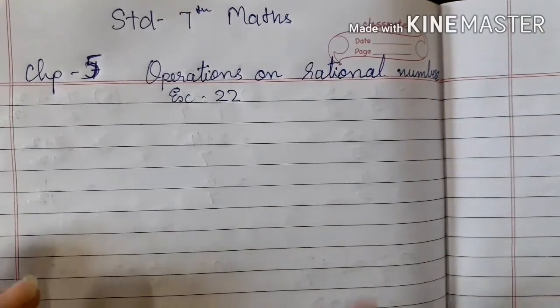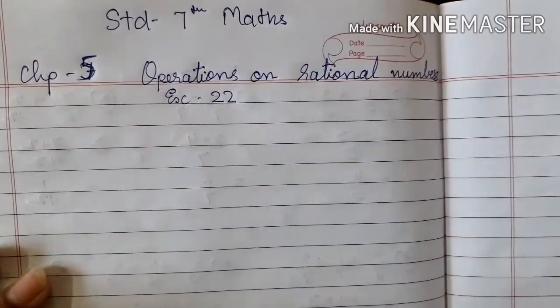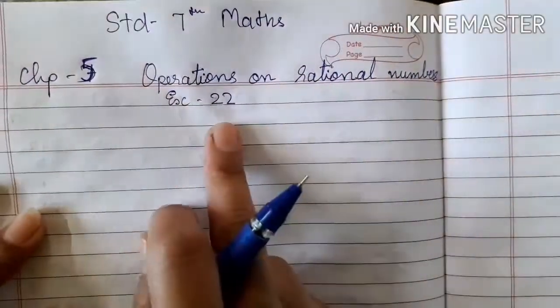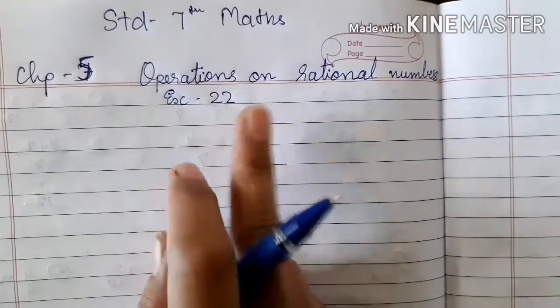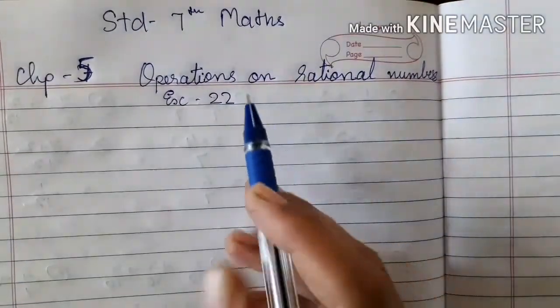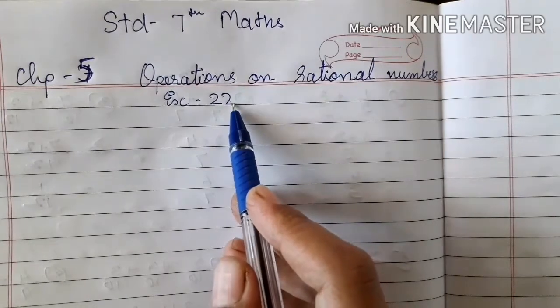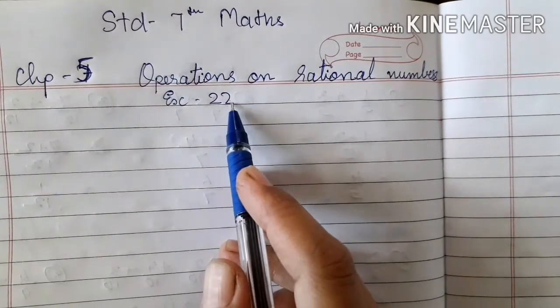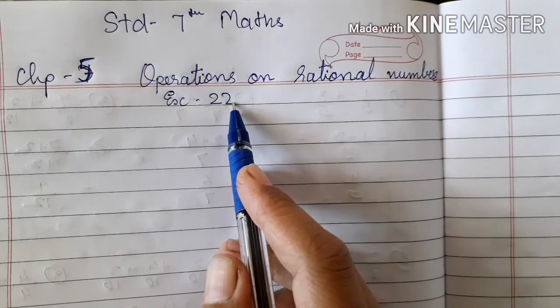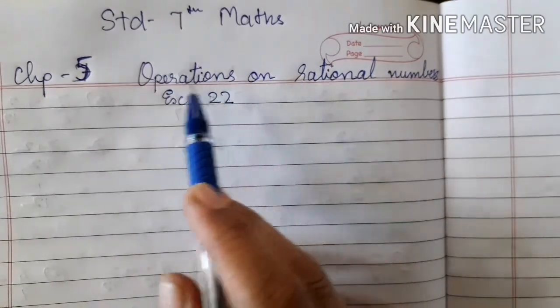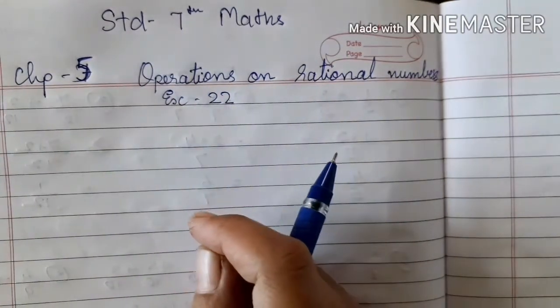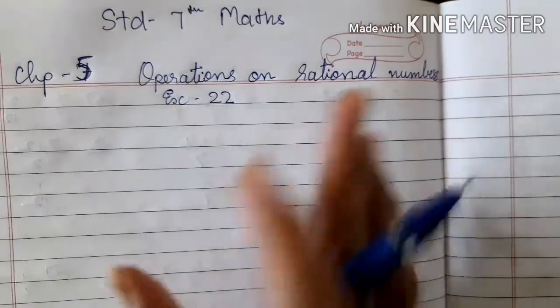So let's start with exercise number 22. In this, today we are going to study about fractions. Children, we have studied addition and subtraction of fractions last year. You all can go through standard 6th. I have just uploaded the video of standard 6th where I have taught how to add and subtract fractions. You all can go through the video if there is any problem.